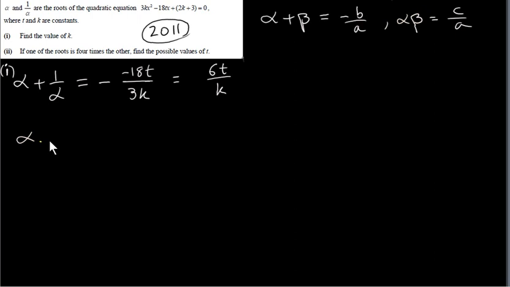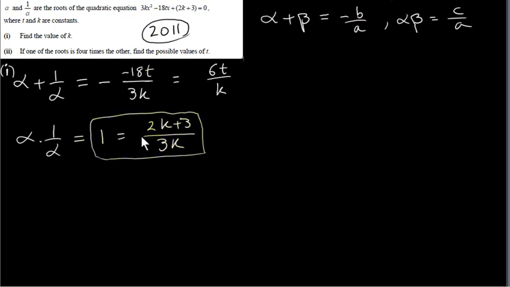So one root is alpha, the other root is 1 over alpha. So this is our beta, if you like. And we multiply them. But look, if we multiply these together, we get 1. And we know that that's equal to c over a, where c is the constant term. Now the constant term of this quadratic equation is 2k plus 3. And we divide by a, which is the coefficient of x squared, which is 3k. Now you see we have an equation with just one unknown in it, and we can solve it to find k. So we get 3k equals 2k plus 3. From this we get 1k equals 3, k equals 3.